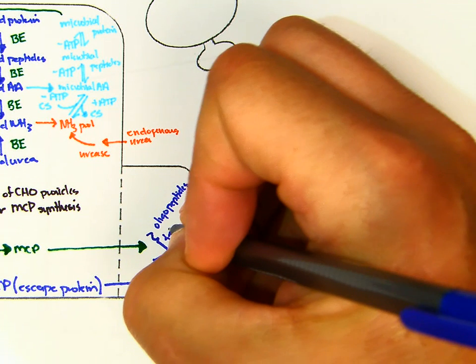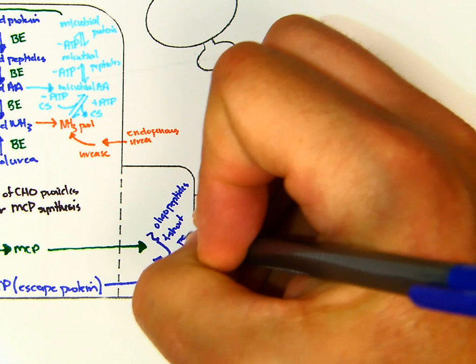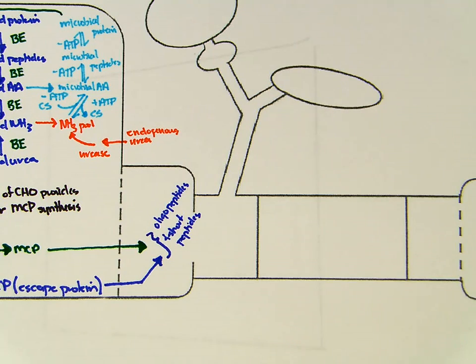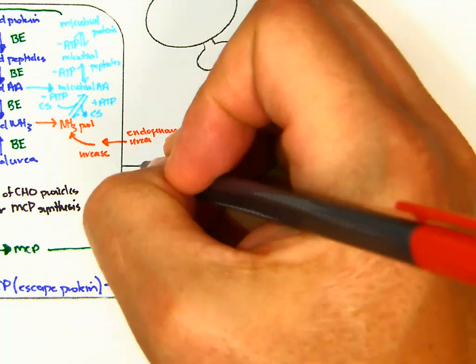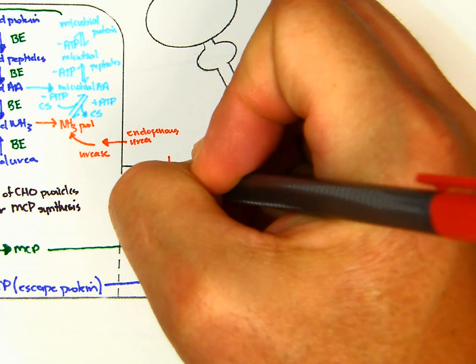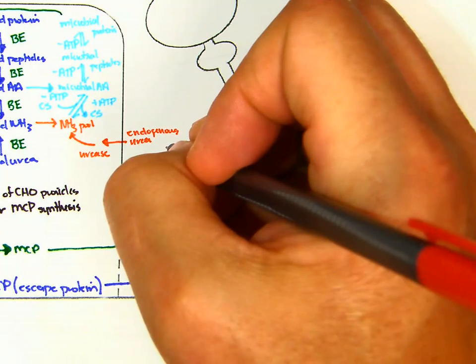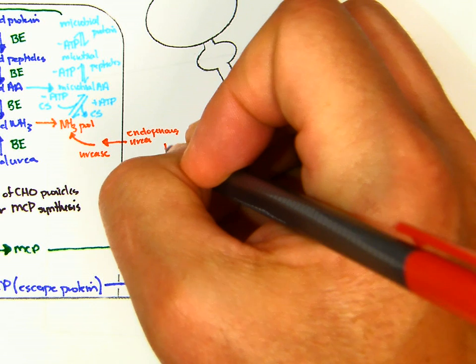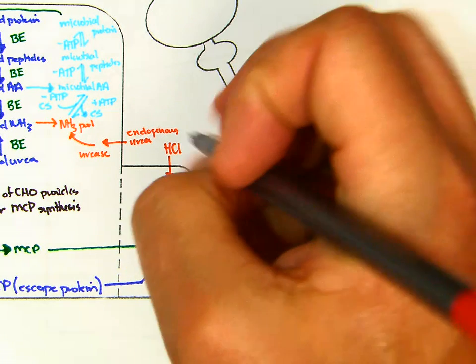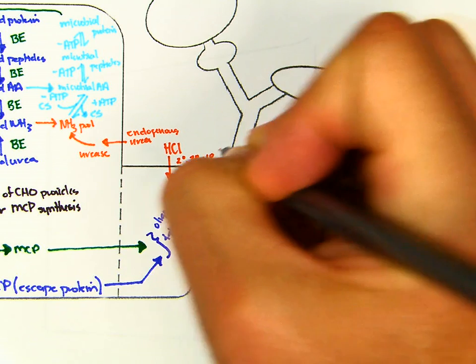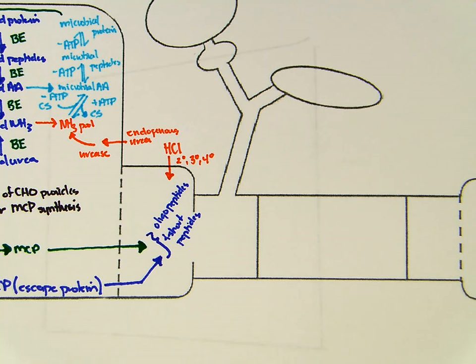And short peptides. And that's going to be the result of the action of two things. The first thing will be two secretions. The first secretion would be HCl, which works on the secondary, tertiary, and quaternary structures of protein. So it's going to denature the protein.